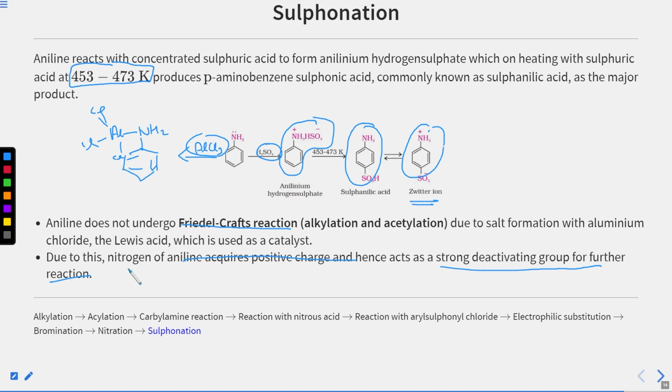Next, what have we done? Next, we have nitration. If you do the nitration, what will happen? The nitration will happen at three places: ortho, meta and para. Meta is present in more amount than ortho, but it is less than para.